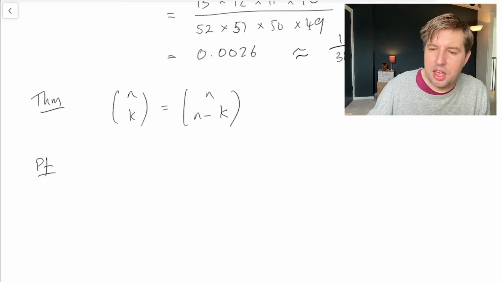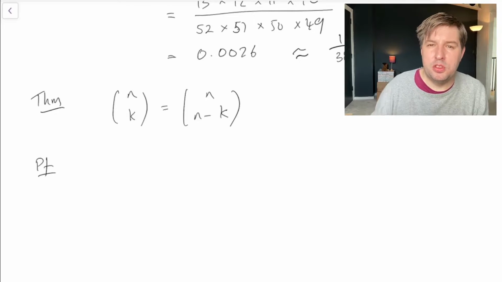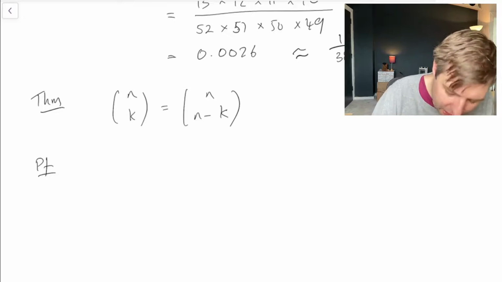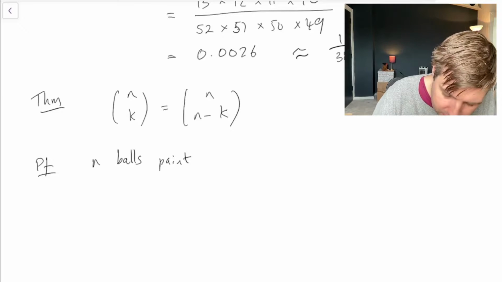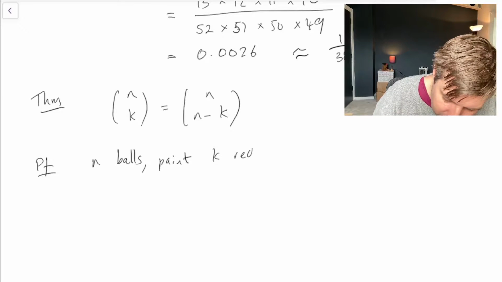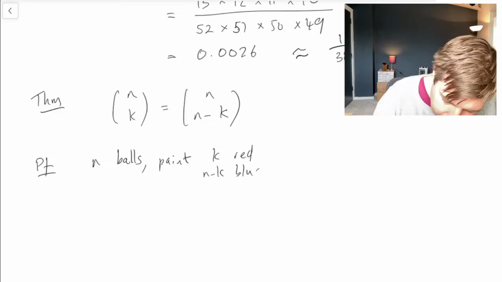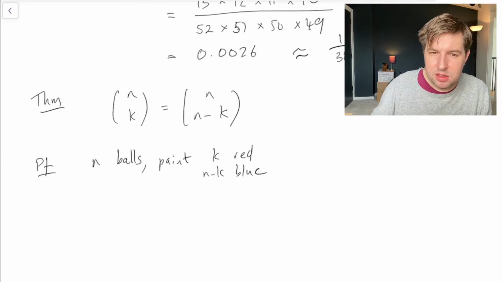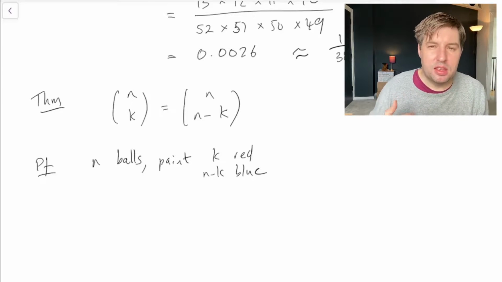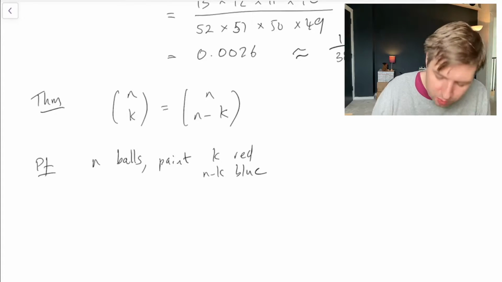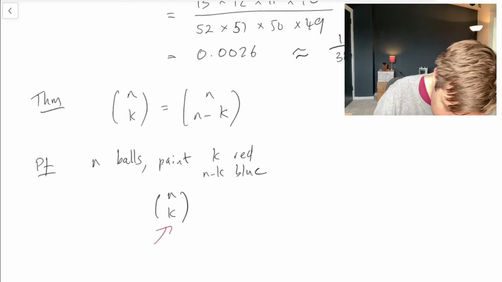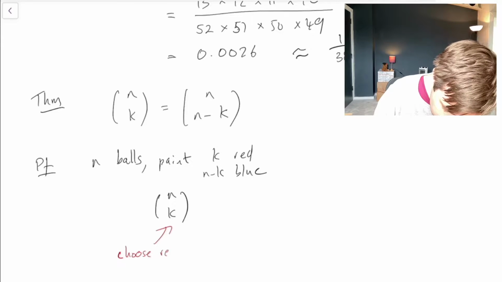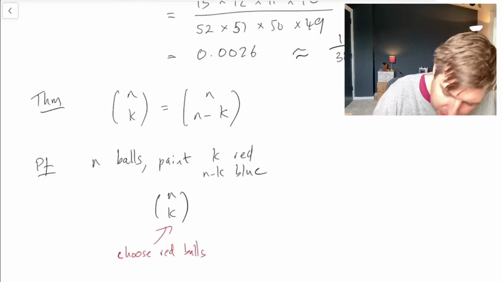One way is pretend that you've got n balls. Paint k red and the remaining n minus k blue. How many ways can we do that? Well, we could say pick k balls and paint them red, and then paint the rest blue. So how many ways can we choose the red balls? It's n choose k. So this is from choosing the red balls and then just painting all the rest blue.